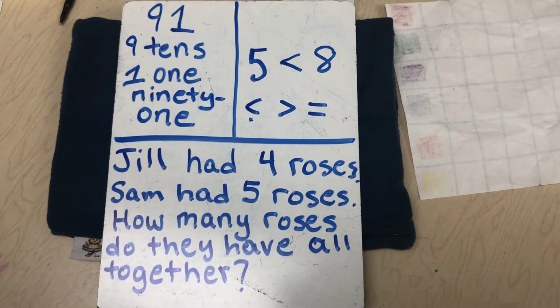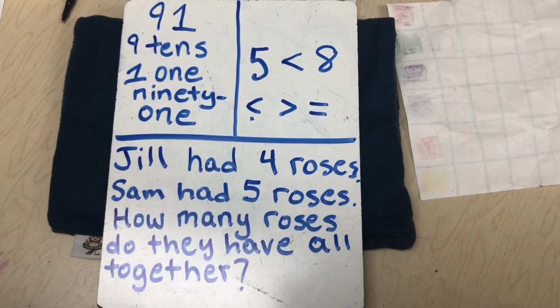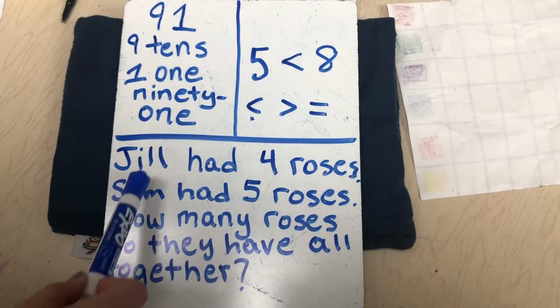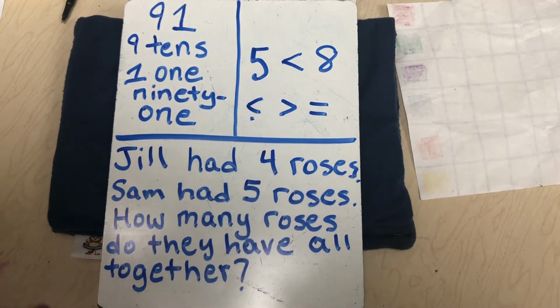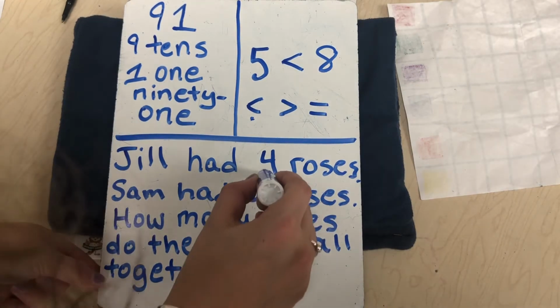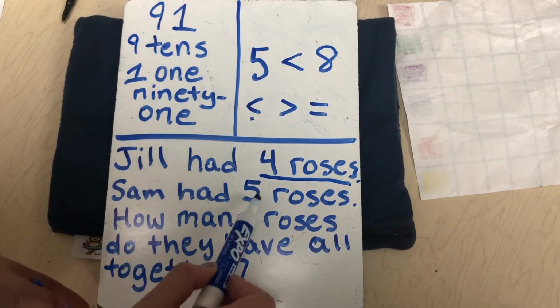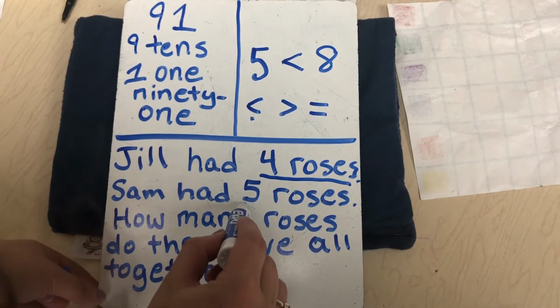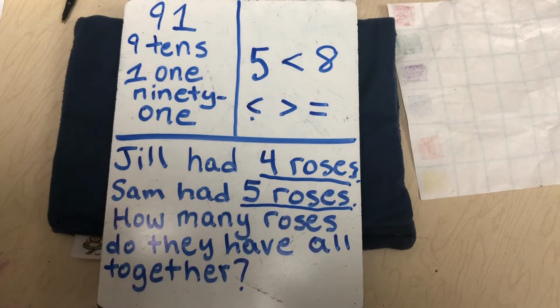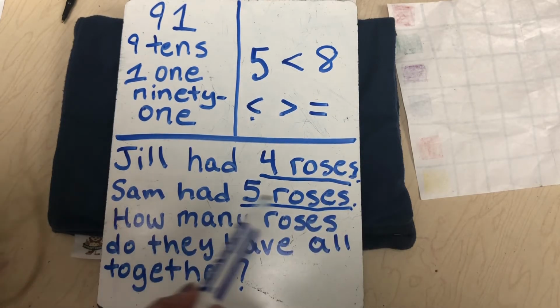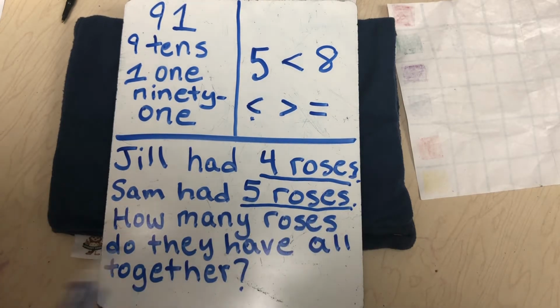So in our math word problem, once again, we're looking for those clues. So we're looking for those numbers. Usually it would be in number word form, but right now I have them just in their numeral form. So here's our sentences. Jill had 4 roses. How many roses did Jill have? 4 roses. Sam had 5 roses. How many roses did Sam have? 5 roses. How many roses do they have all together?